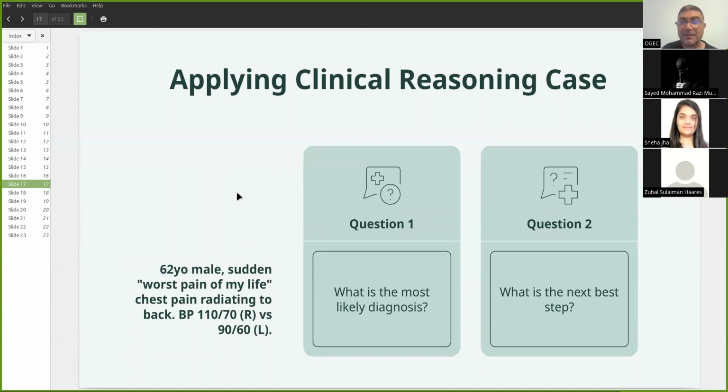So here is another clinical reasoning case. We have a 62-year-old male patient with sudden worst pain of my life, chest pain radiating to the back. The patient has blood pressure on the right arm 110 over 70 and on the left arm 90 over 60. So what is the most likely diagnosis based on this presentation?